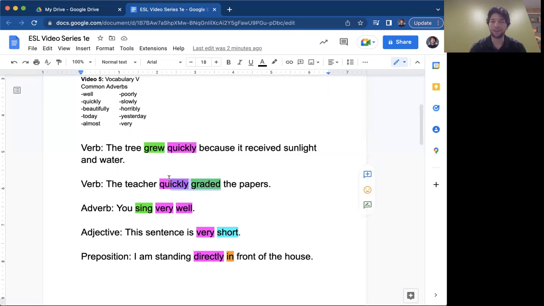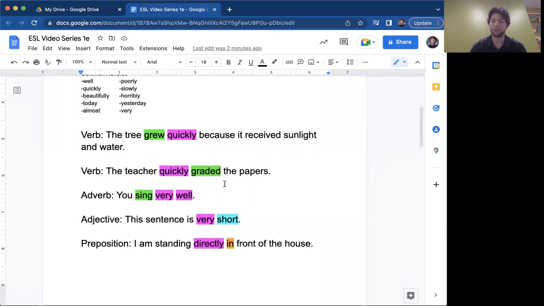And I'm not going to get into exactly why that is, because that's more than I can explain in the short amount of time that we have. But just know that it's a bit more flexible with adverbs, where they are placed is a bit more flexible.